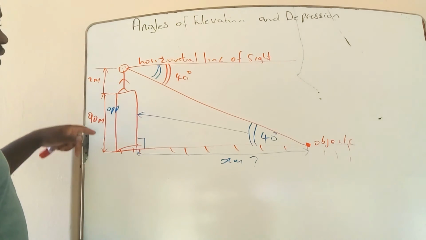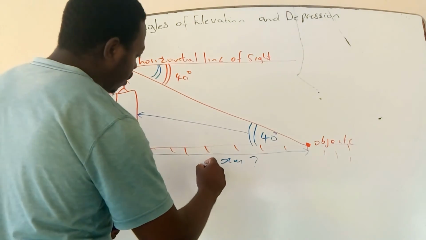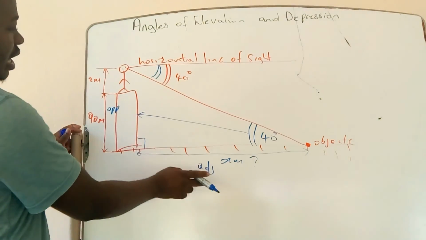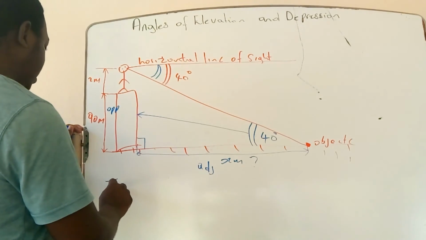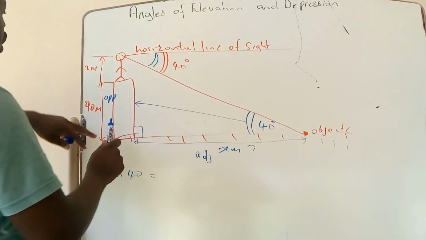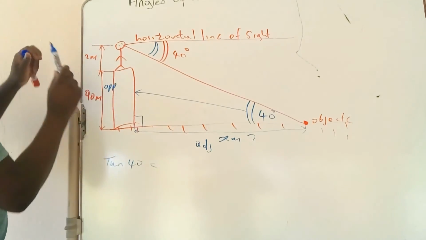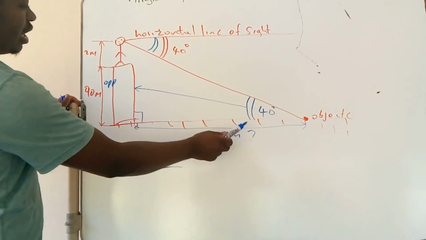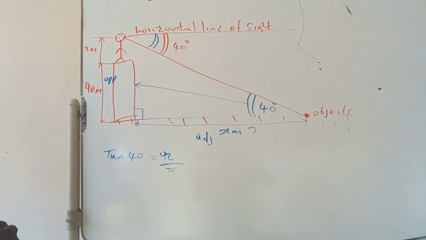So we can use the trig ratios. We have the opposite length to this angle here, and this is our adjacent side. Opposite and adjacent, which ratio comes to mind? Tangent. So tangent of 40 degrees is equal to the opposite length. What's the opposite length? It is 90 plus this 2, so it is 92. So this is 92 over the adjacent length, which we don't know, which is x, because that's what we want to find.